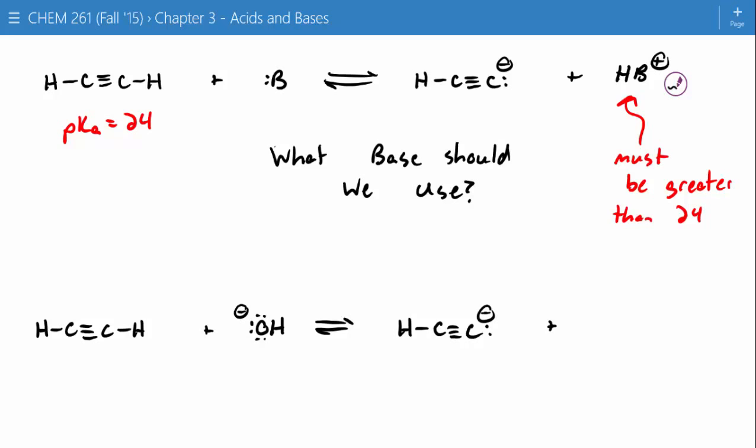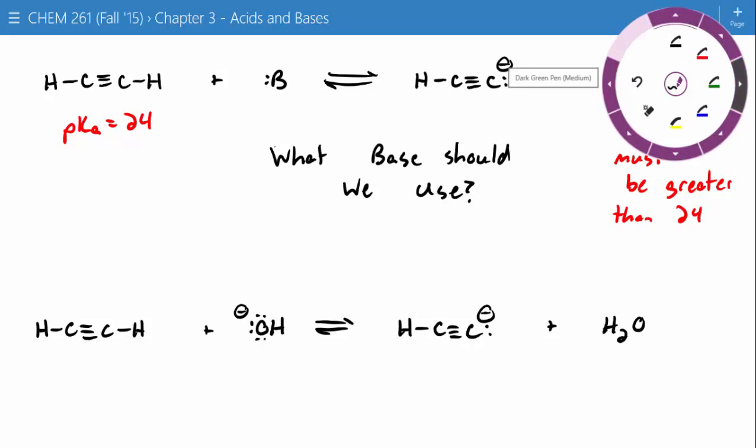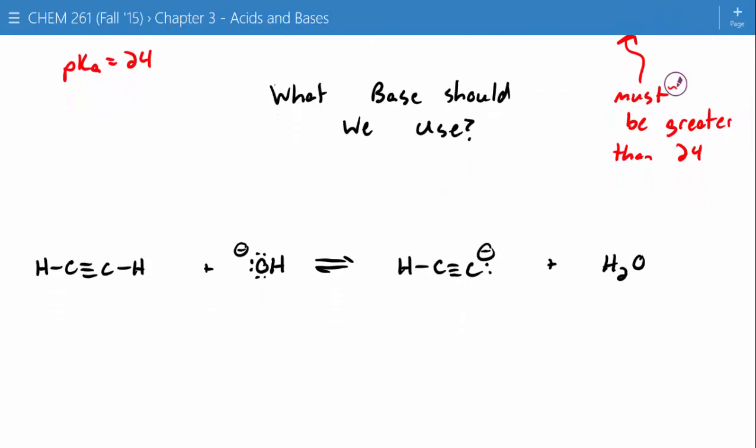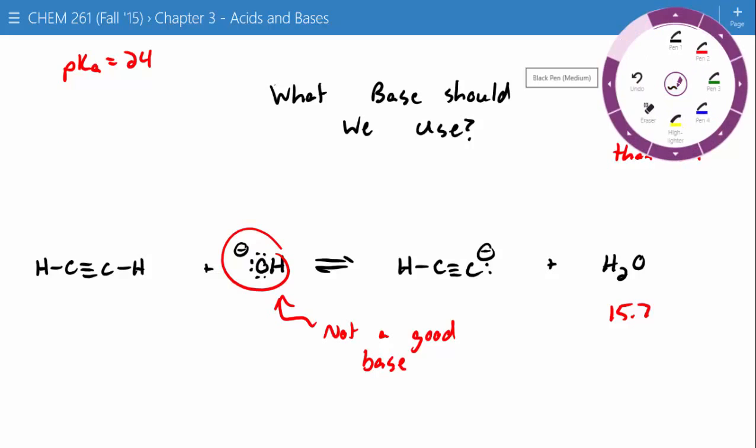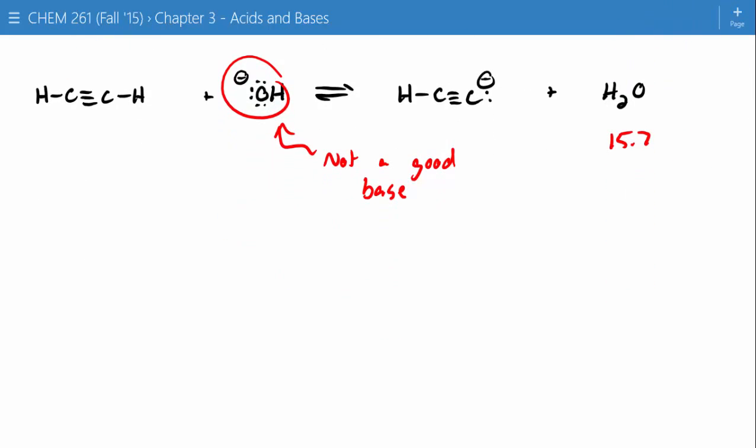And what will our conjugate acid be if we're using hydroxide? H2O. What's the pKa of H2O? 15.7. Yeah, it's 15.7, which means, conversely, that this is not a good base. Okay, let's try using a different base then. So instead of using hydroxide, let's use NH2 minus. This is called amide.